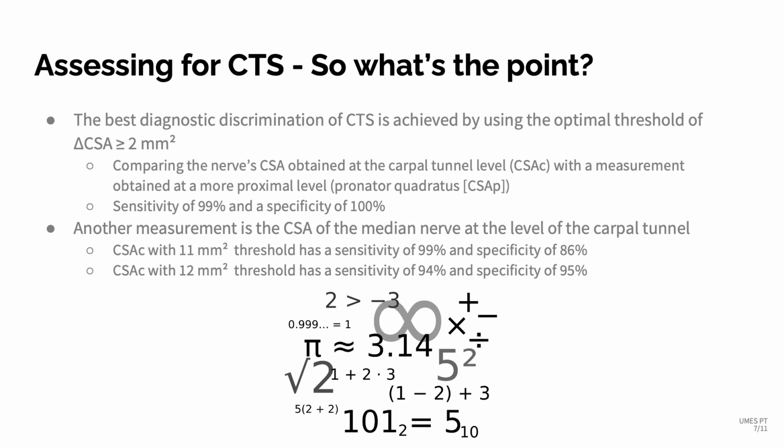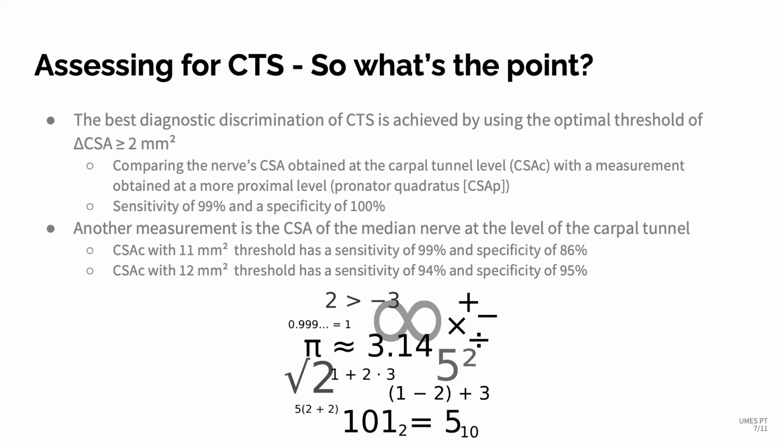Now, you're doing all of this work. What's the point? How are we assessing for carpal tunnel syndrome? The best diagnostic discrimination of carpal tunnel syndrome is achieved by using the optimal threshold of a difference between the cross-sectional area of the carpal tunnel and the pronator quadratus of greater than 2 millimeters squared. Comparing the nerve's cross-sectional area obtained at the carpal tunnel with a measurement obtained at a more proximal level, pronator quadratus at this point, has a sensitivity of 99% and a specificity of 100%.